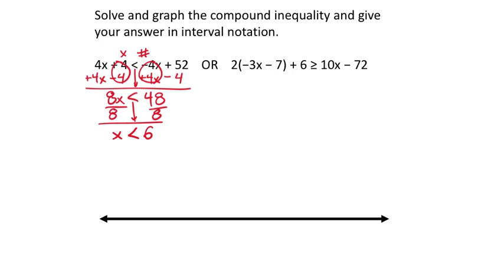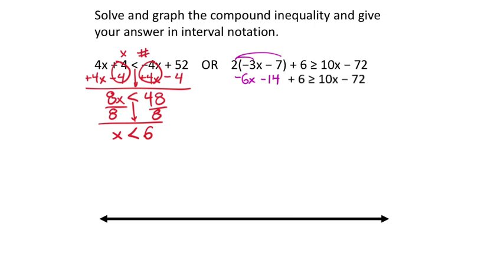Before I do the number line, actually, I should solve the next one, just so I know what values to put on my number line. So let's see what happens here. I'll do this one in purple. I see that I've got some distribution there. So two groups of negative 3x's would be negative 6x's. Two groups of negative 7 is negative 14. No other distribution is required here, so I'll have to drop that.